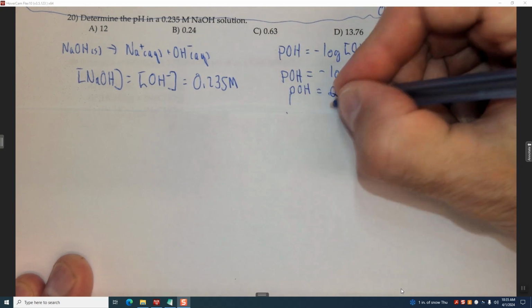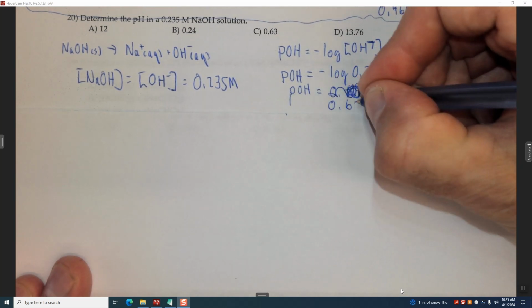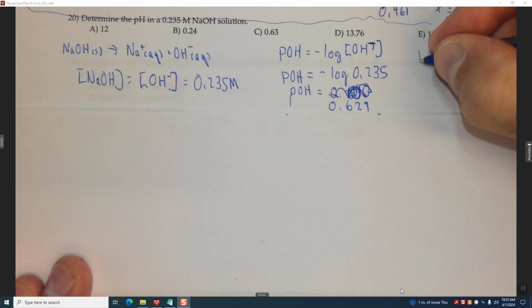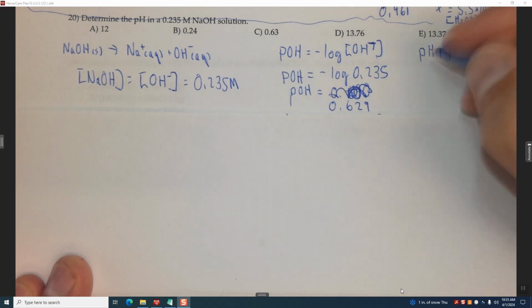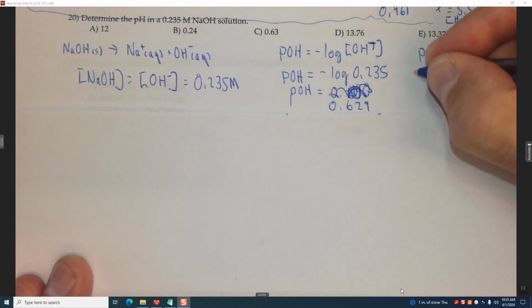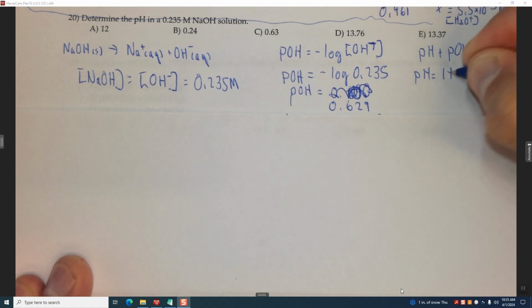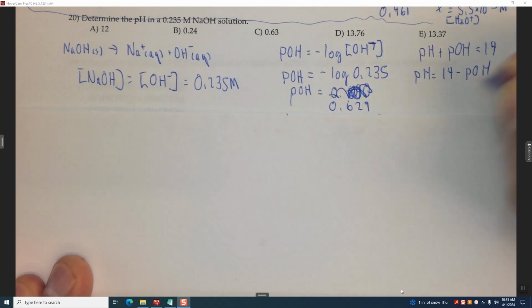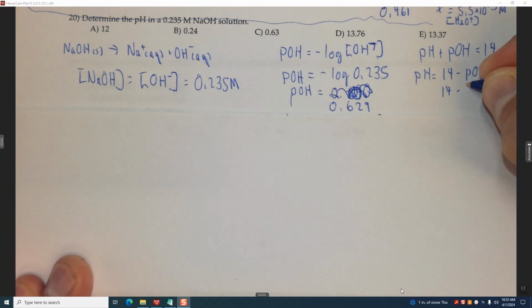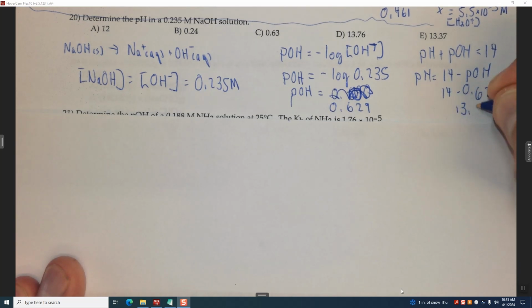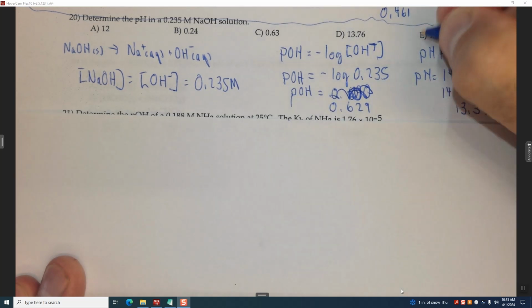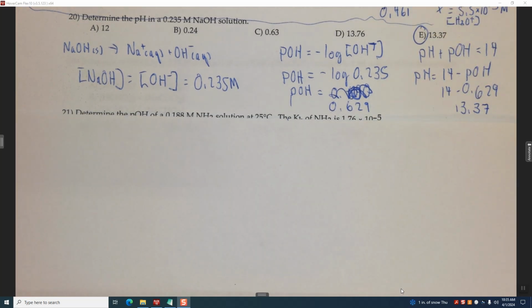Let me write it down again, 0.629. Then the pH plus the pOH is equal to 14. So if you have one, subtract it from 14, and 14 minus it will give you the other one. So the pH equals 14 minus the pOH, which in this case is 14 minus 0.629, which in this example is going to be 13.37, which is choice letter E.